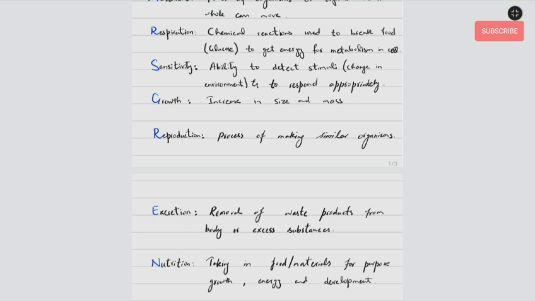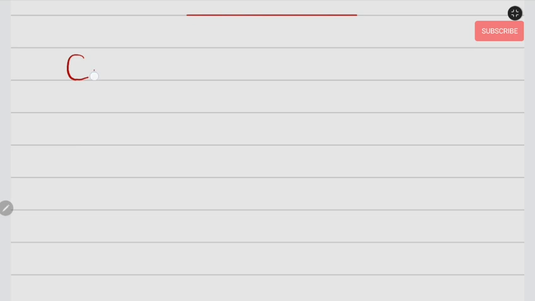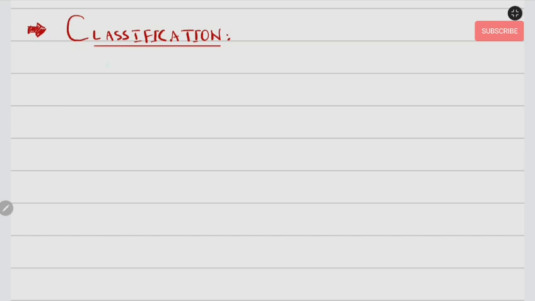Okay, so that's it. Now the next topic that we want to discuss is about classification. So let's start with that. What is classification? The word comes from the word class. So class is more like a group. Classification of organisms. Now we know that there are millions of organisms that have been discovered so far. About 3 million plus organisms have been discovered so far.